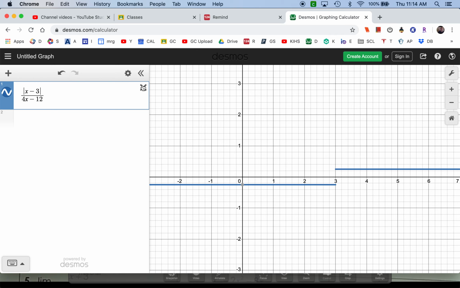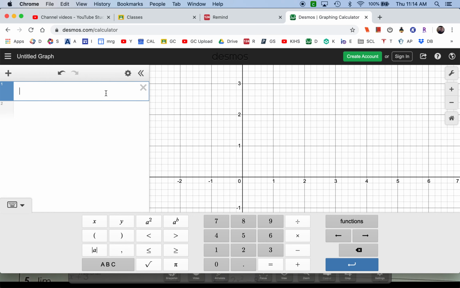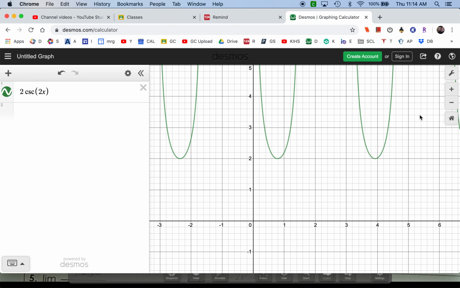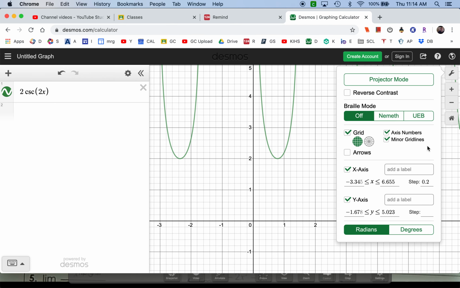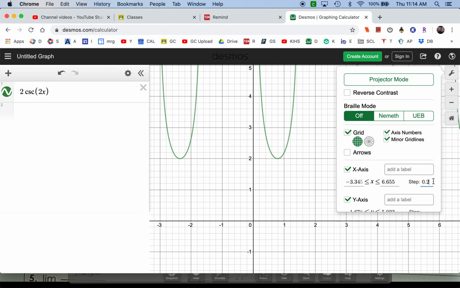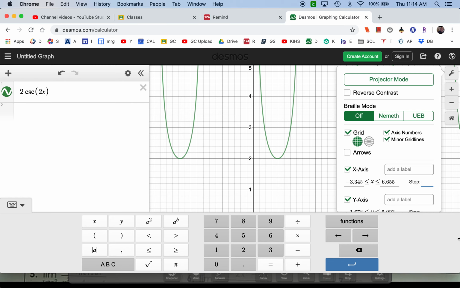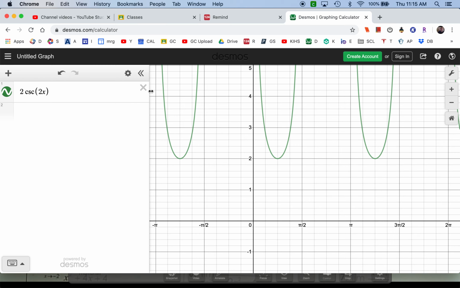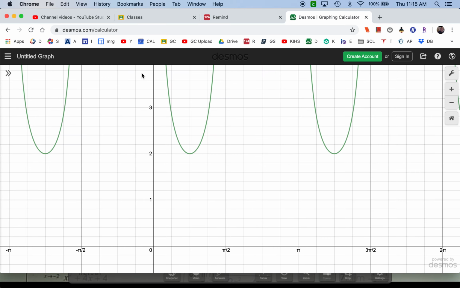All right, number 4. Type it in with me. That's 2 cosecant 2x, and it's as x approaches pi over 2. So I'm going to change the scale to pi over 2 so we can see where pi over 2 is. And then, where is it at? At pi over 2.